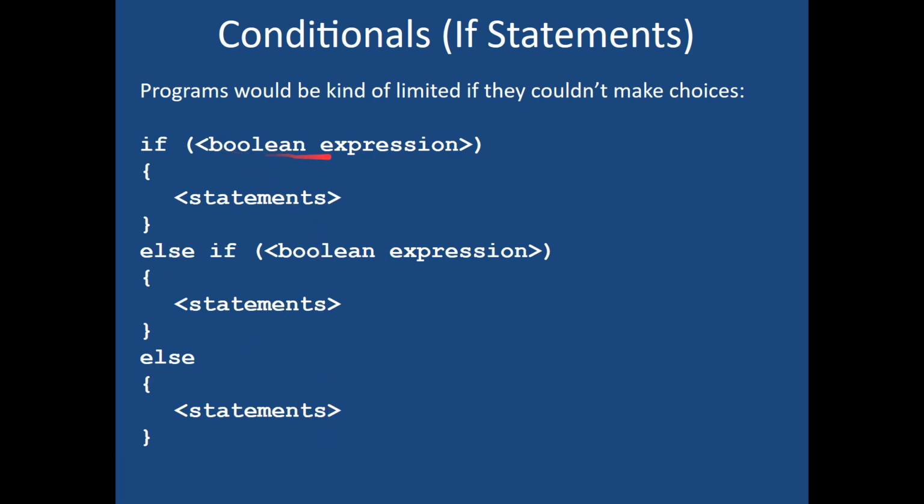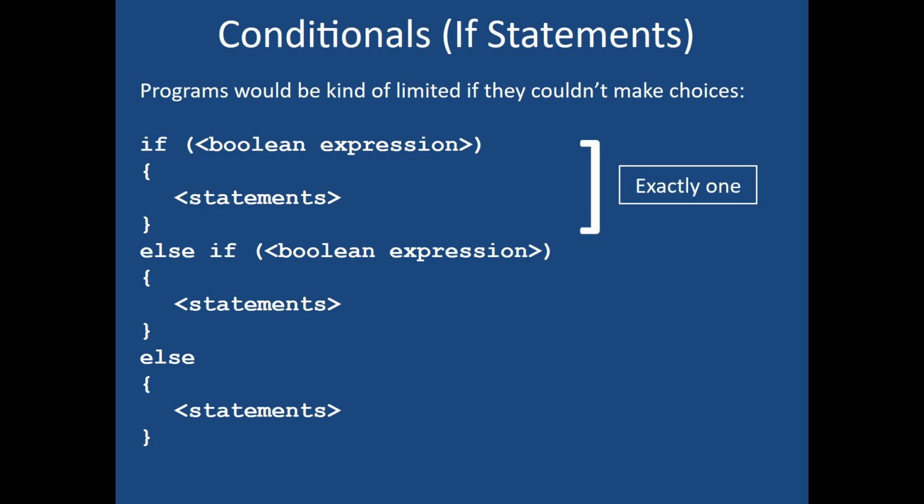Now, if this is false, we come to the first else if. Evaluate that Boolean expression. And if that's true, we execute these statements, and then we're done with the big statement. And if we can't find anything that's true, we do what the else says to do. So that's it symbolically. We'll look at examples which will make this make a lot more sense. But that's the syntax of an if statement.